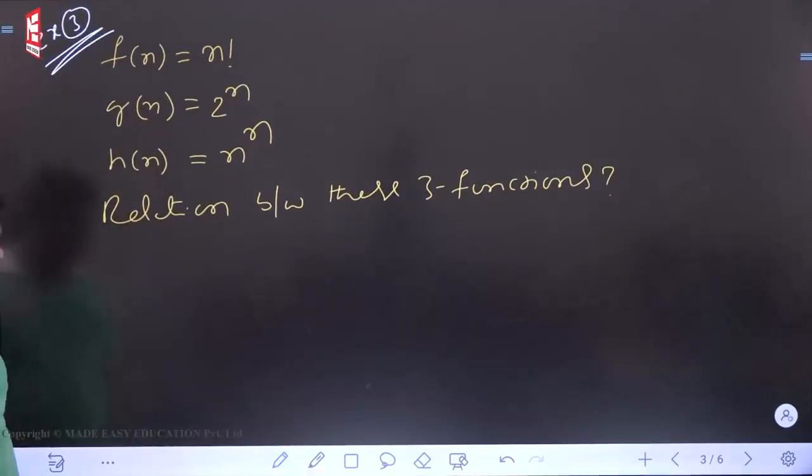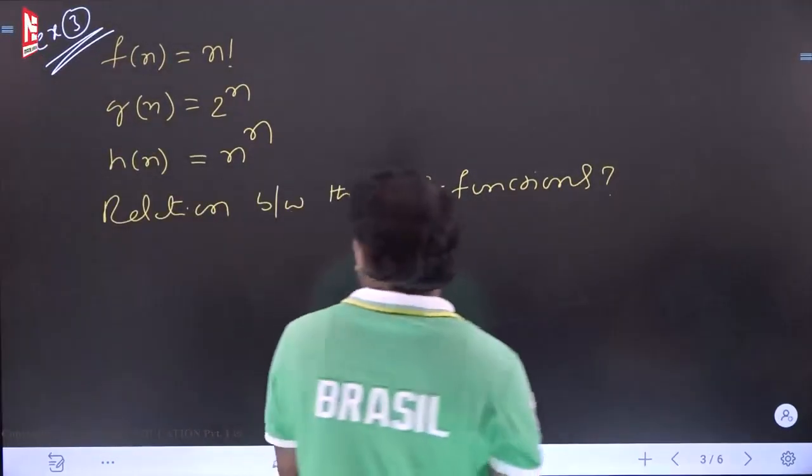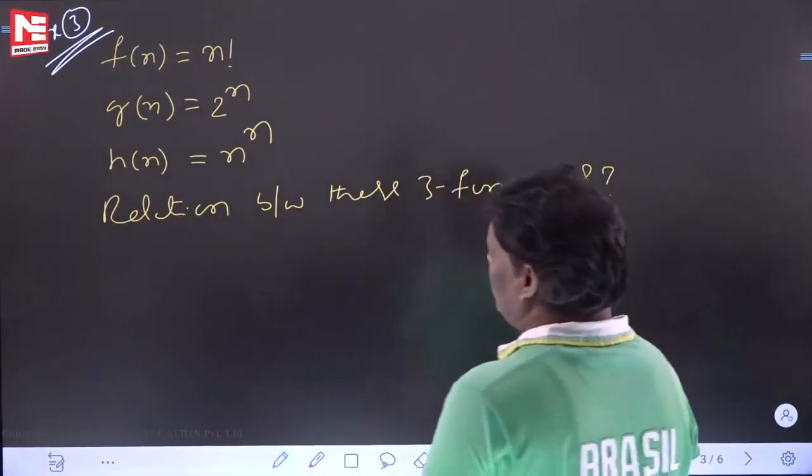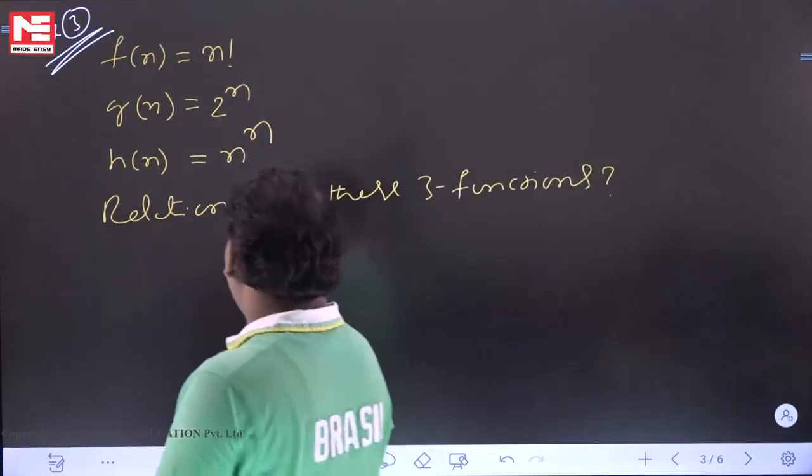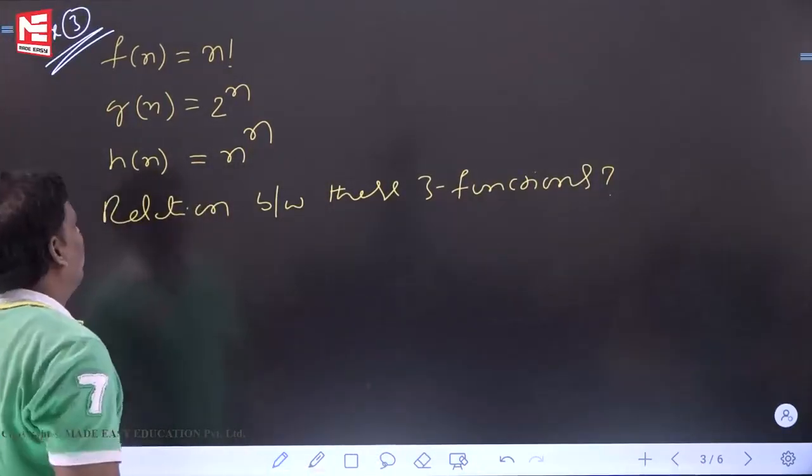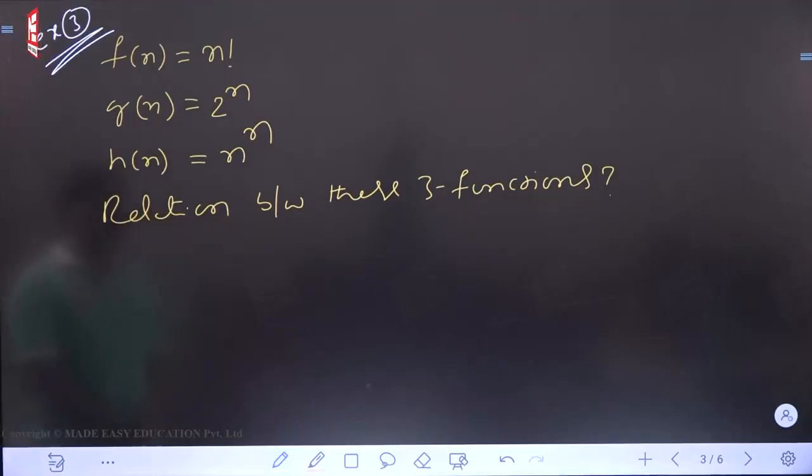Yeah, see this problem also. f(n) is equal to n factorial, g(n) is equal to 2 power n, h(n) is equal to n power n. Three functions are given. They are asking what is the relation between these three functions. We will see now.